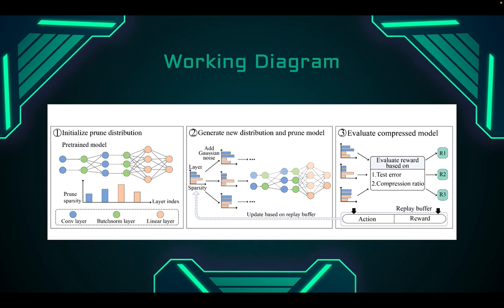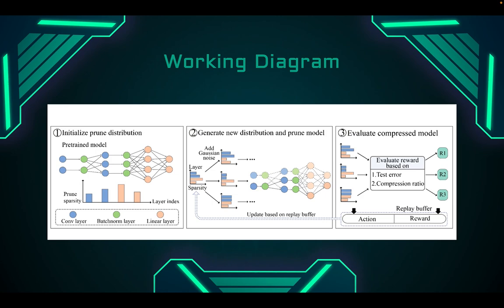These two key metrics are assigned a reward, and these rewards are stored in the replay buffer to guide further pruning decisions. So this test error and compression ratio of each pruning process is saved as a reward in the replay buffer.